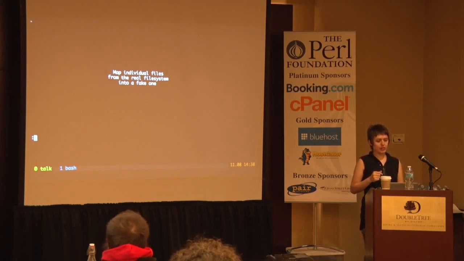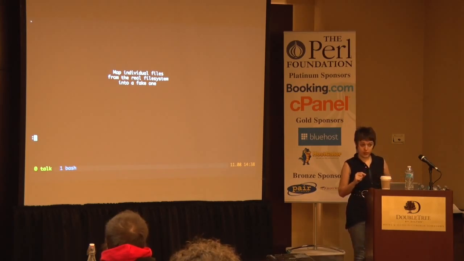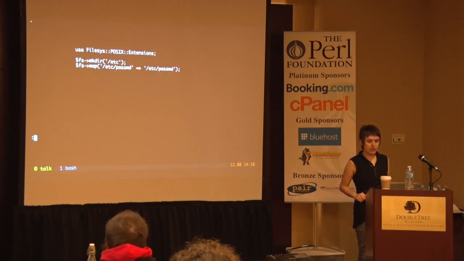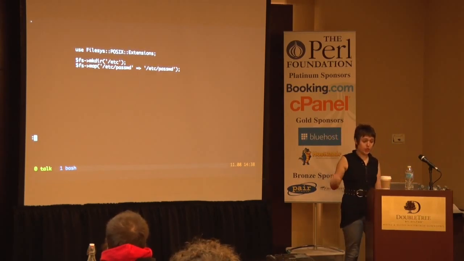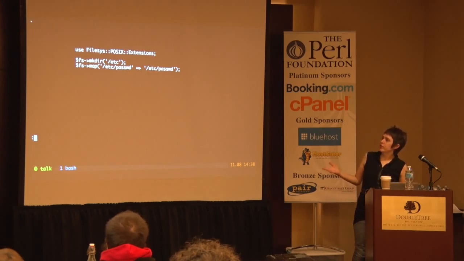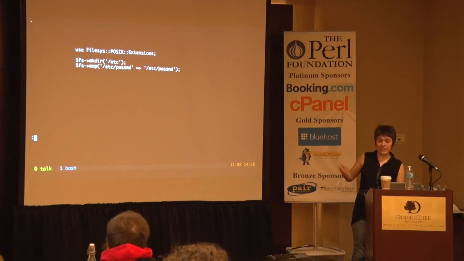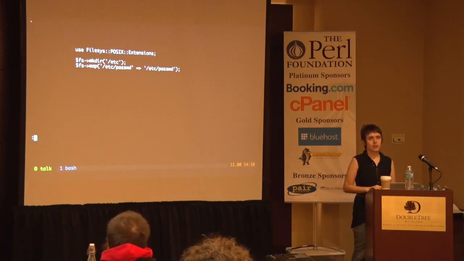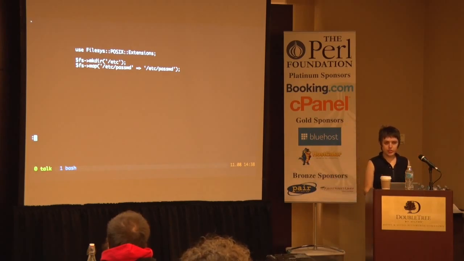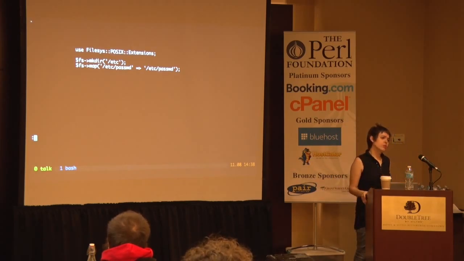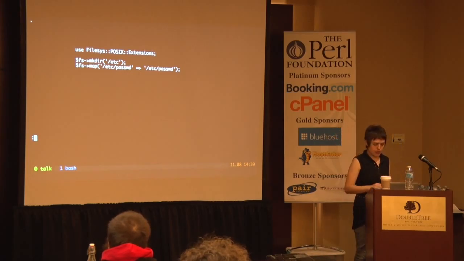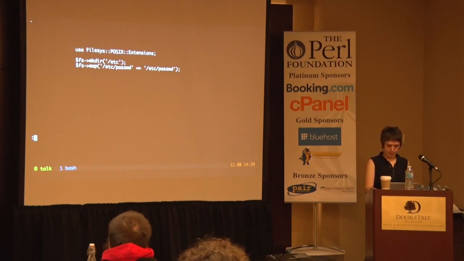As I mentioned earlier, you can map individual files from the real file system into a fake one. Using the Filesys::POSIX extensions module, for instance, I'm creating the /etc directory, and without instantiating a whole new Filesys::POSIX::Real object, I can simply map the /etc/passwd file directly into /etc/passwd in my fake file system. Any changes that happen to /etc/passwd on the real file system, since it's just a regular file, are immediately reflected in the Filesys::POSIX object.